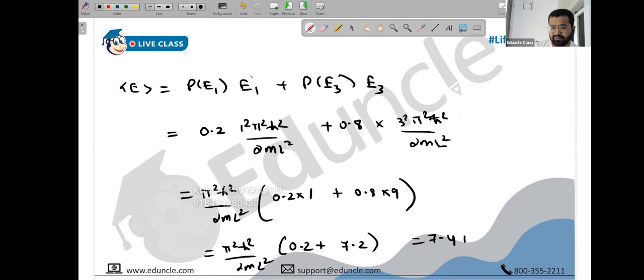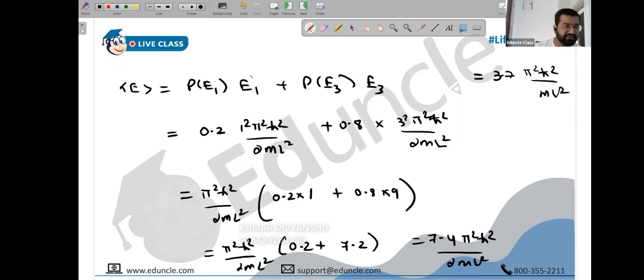So your answer is 7.4 π²x² upon 2ml², which I can further write as 3.7 π²x² upon ml². And suppose it was given in an equation, I would have made it: the answer is n times π²x² upon ml², where the value of n is... n would have become 3.7. Something like that, or it could be just a simple MCQ. So that's our answer. Ask me if you have any questions, don't hesitate.